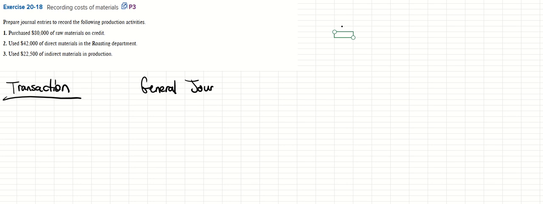So let's start with number 1. So I'm going to prepare the general journal here. So transaction, general journal. DR for debit, CR for credit.